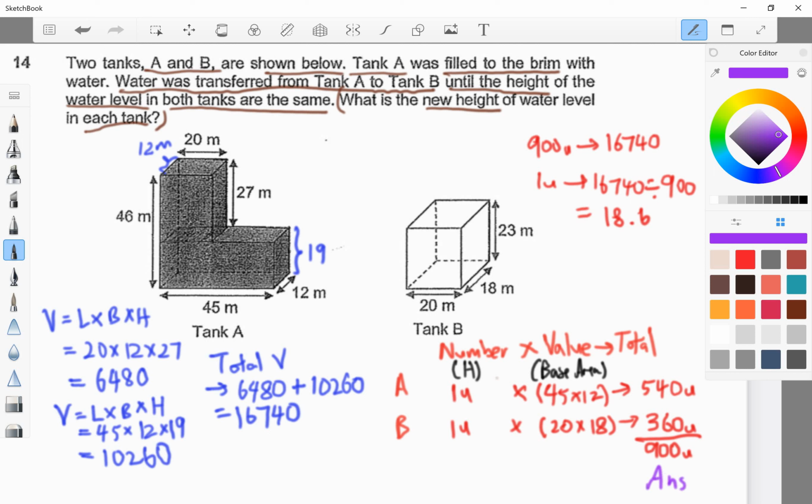So eventually my answer is 18.6 meters. So did you manage to get the correct answer as me?